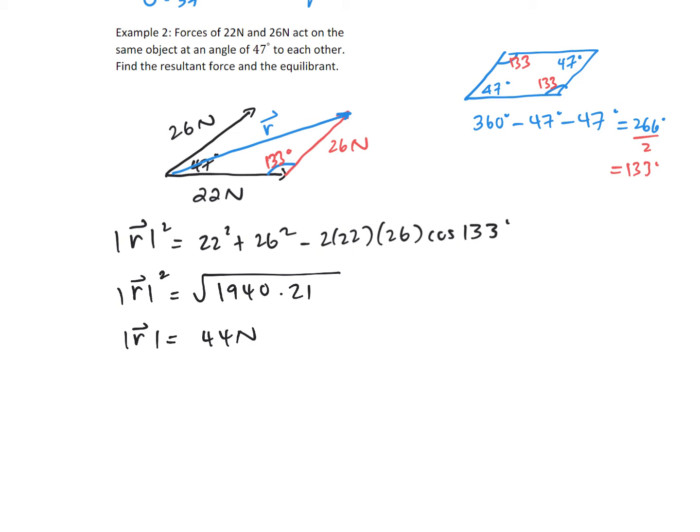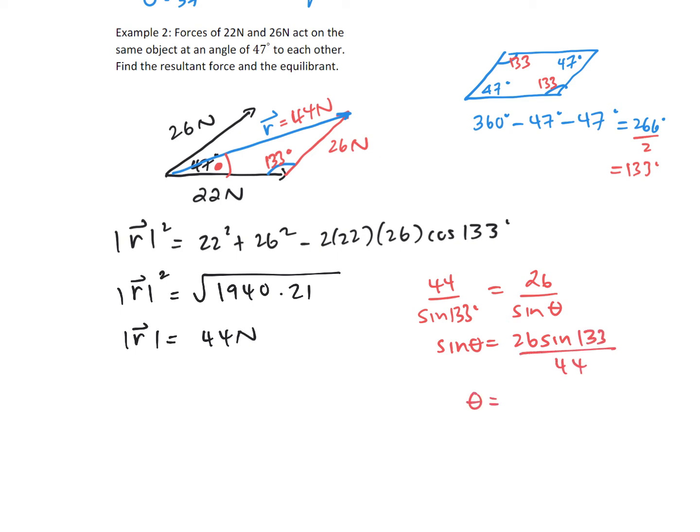And then I need to find the direction. Now that I know this side is 44, I have a complete ratio, so I'm going to use sine law. So I'm going to use the resultant over the angle I know, which is 133, and I want to find this angle here. So I'm going to use 26 over sine of that angle. And if I cross multiply, sine theta will be 26 times sine 133 divided by 44, and I'll do the inverse, and that works out to be 26 degrees.